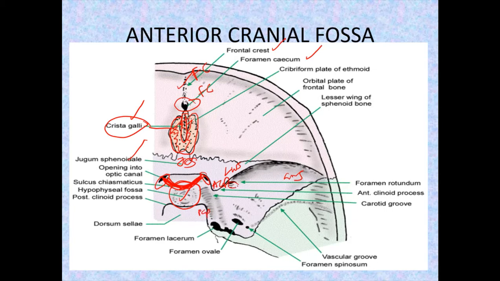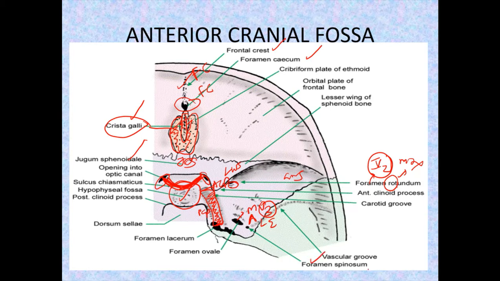This is the foramen rotundum for the maxillary division of the trigeminal nerve. This is the carotid groove for the passage of the carotid artery, which passes medial to the sphenoid's lateral part like this. And this is the foramen ovale: the mandibular division, that is V3, accessory meningeal artery, lesser petrosal nerve, and emissary vein, MALE, pass through the foramen ovale.